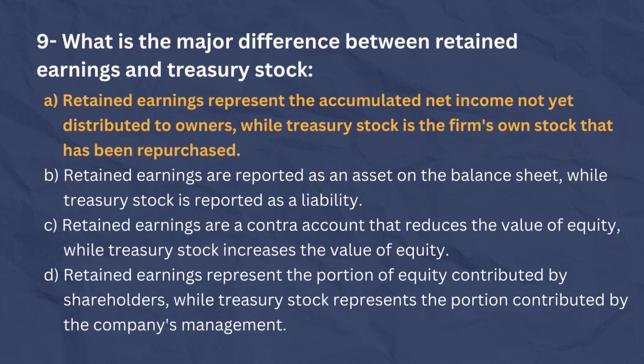The correct answer is A. Retained earnings represent the accumulated net income of the entity that has not been distributed to shareholders as dividends. Treasury stock, on the other hand, refers to the company's own stock that has been repurchased and is held as an investment by the company itself.